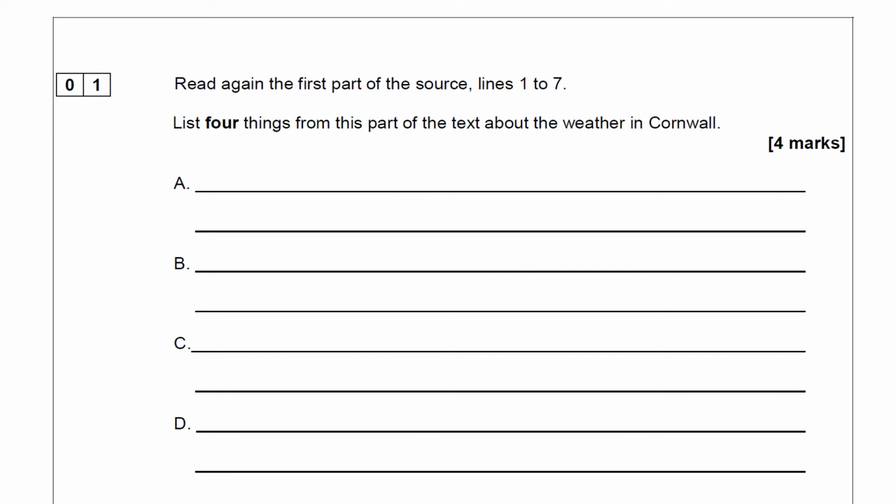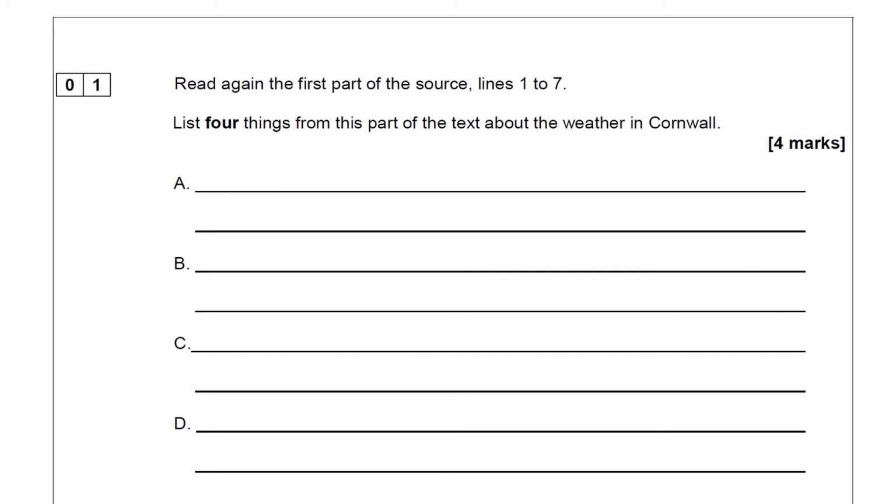And the first thing is, you are always going to be told what lines to look at. In this case, you're asked to look between lines 1 to 7. If you take any of your answers from any part of the source outside of those lines, you will not be awarded any marks. So it's very important that you get the right part of the passage.